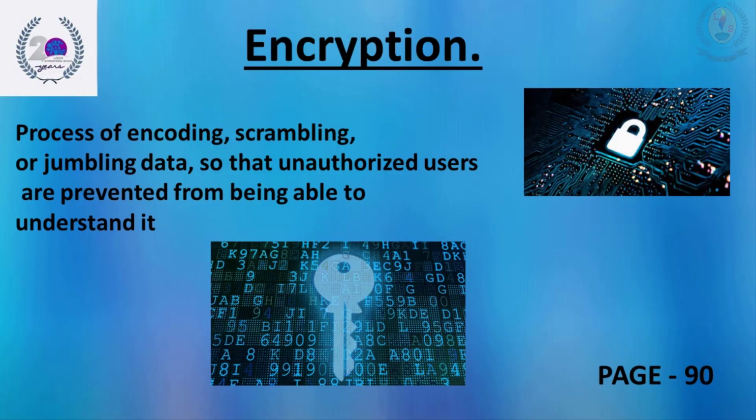The third method to secure a network is encryption. Encryption is the process of encoding, scrambling, or jumbling data so that unauthorized users are prevented from being able to understand it. In a simple way, we can define encryption as the process of converting information or data into code, especially to prevent unauthorized.